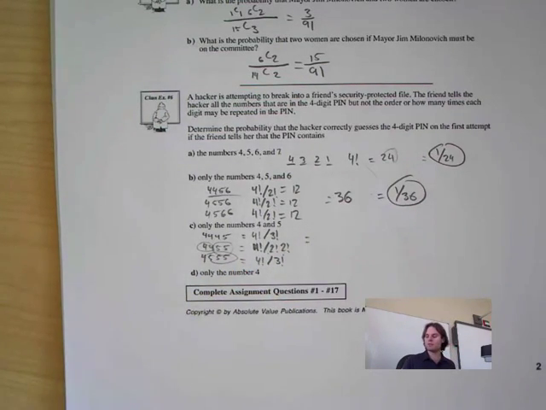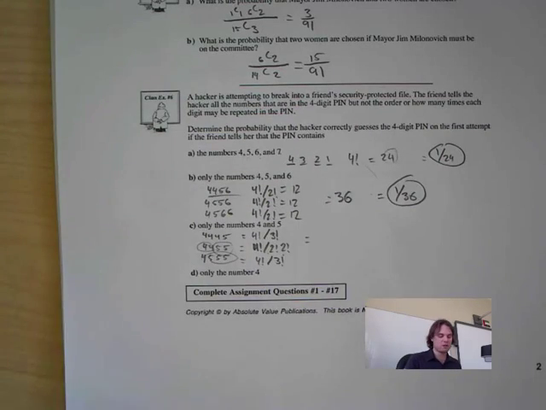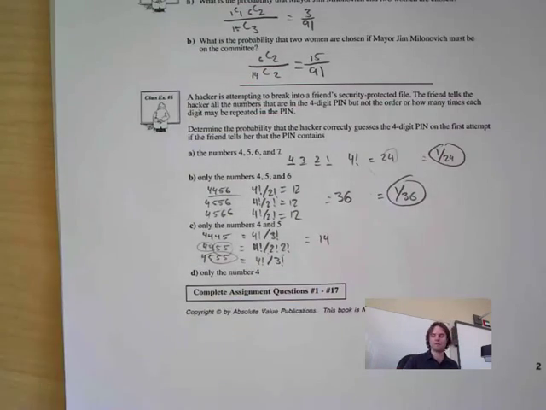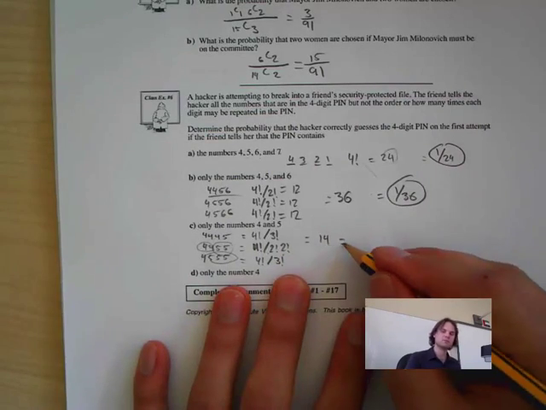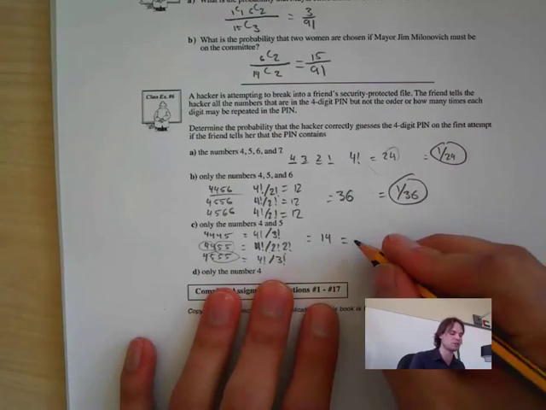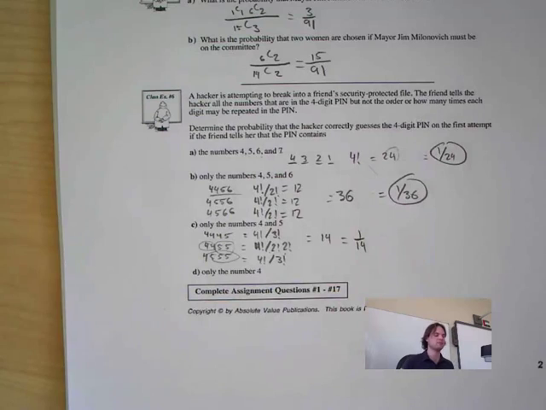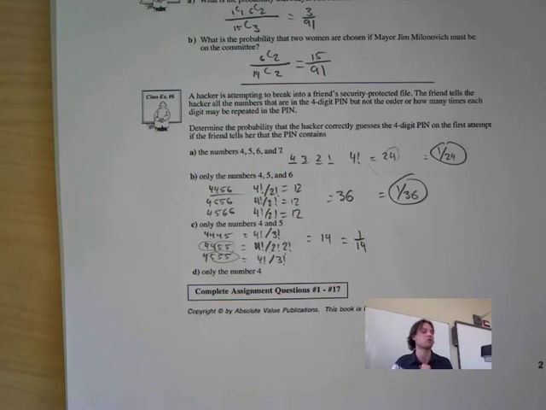So what does that give me? Altogether, that will give me 14 different solutions. So we get 14 different solutions, which is the same as 1 out of 14. The probability is only one of those is correct.